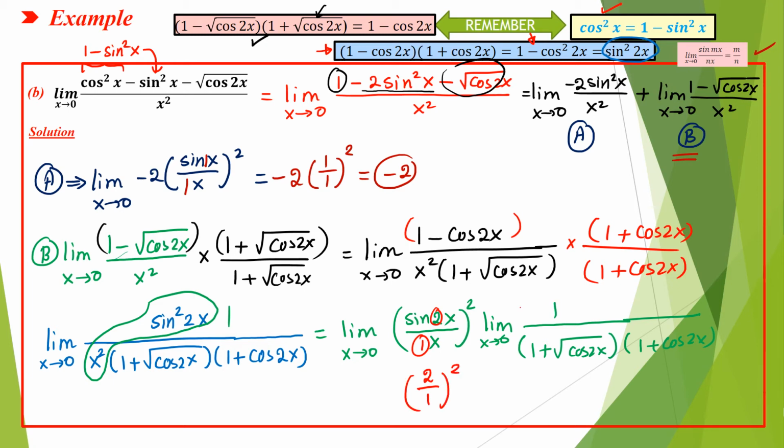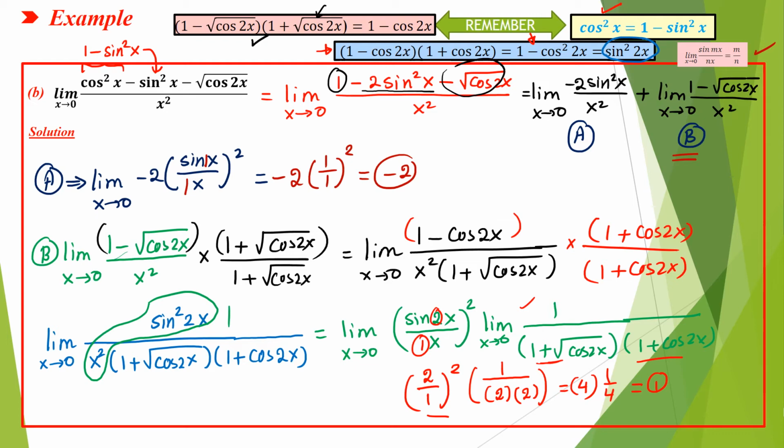and for the second limit you have to use direct substitution. So we have 1 over 1 plus radical cosine 0, which is 1, so we have 1 plus 1, which is 2 for the first bracket, and for the second bracket we have also 1 plus 1, which is 2. So totally we have 4 for the first bracket, and for the second bracket we have 1 over 4, and the answer of the second limit b is 1.